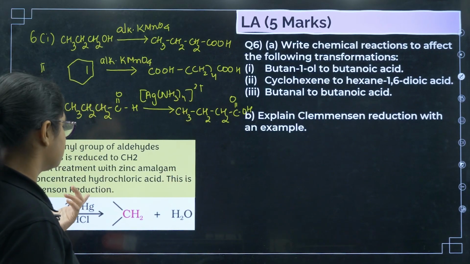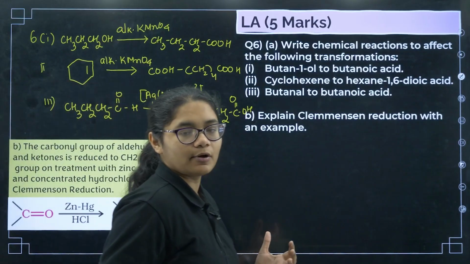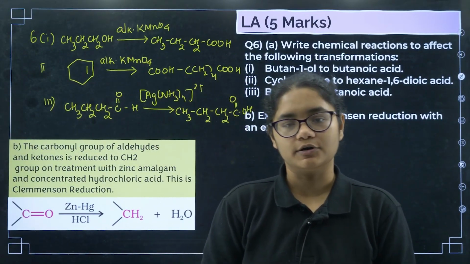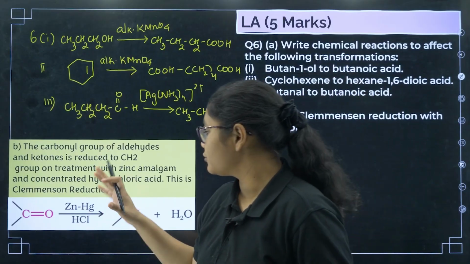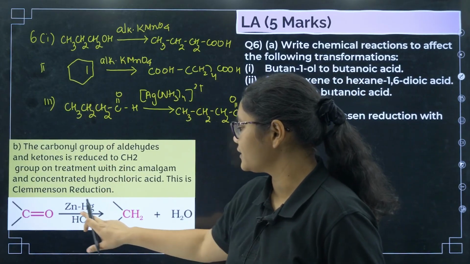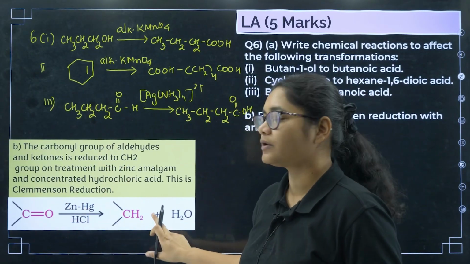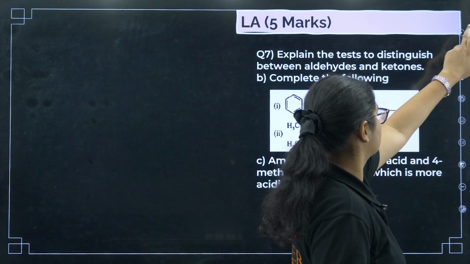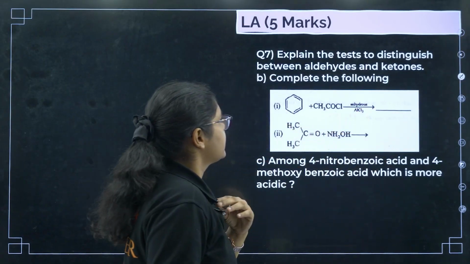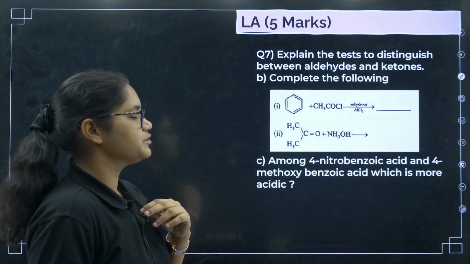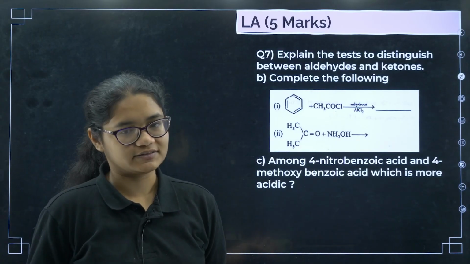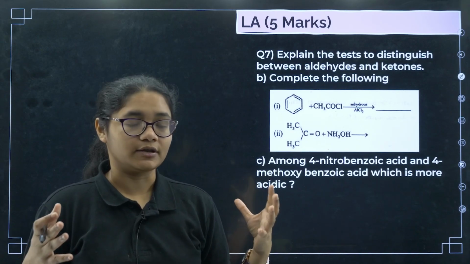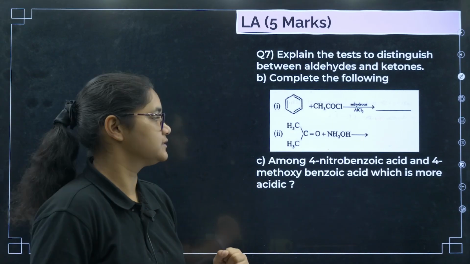Next, Clemmensen reduction with an example. Carbonyl compounds can be reduced to hydrocarbons using the reagent zinc amalgam and HCl. You can see this carbonyl compound is reduced to hydrocarbon, that is your Clemmensen reduction. You should also prepare Wolff-Kishner like this. Next, explain the test to distinguish between aldehydes and ketones. Aldehydes will show a positive Tollens test and Fehling test, while ketones will show a negative Tollens test.